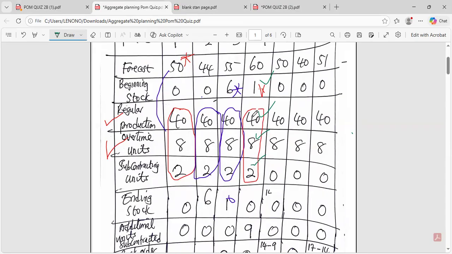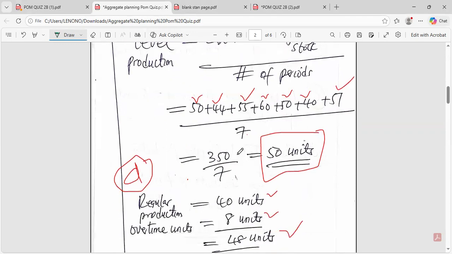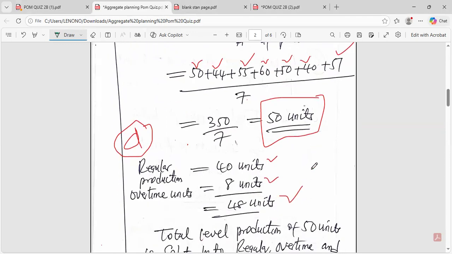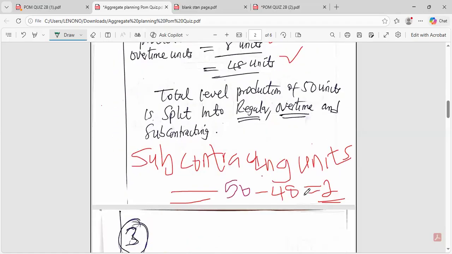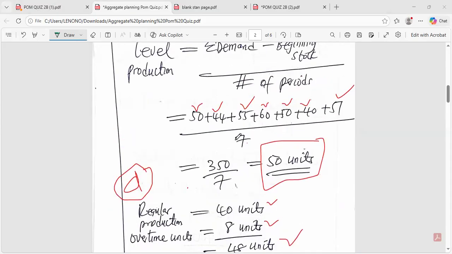I said level production was 50 units. So the level production is the summation of demand minus beginning stock over the number of periods. So you're simply saying 50 units. But the 50 units are the breakdown. Regular production was 40 units. Overtime was 8 units from the maximum. And then the 2 units were subcontracting units. So the 2 units were subcontracted from the 50 units.